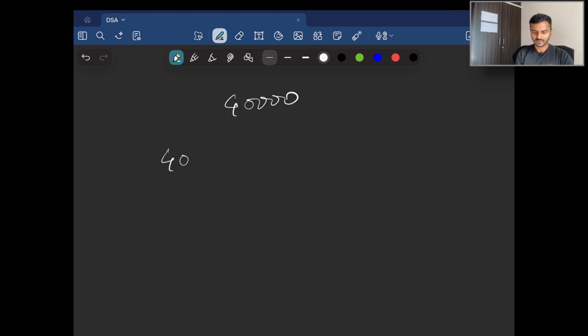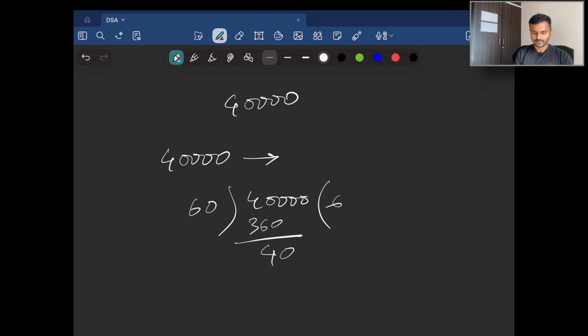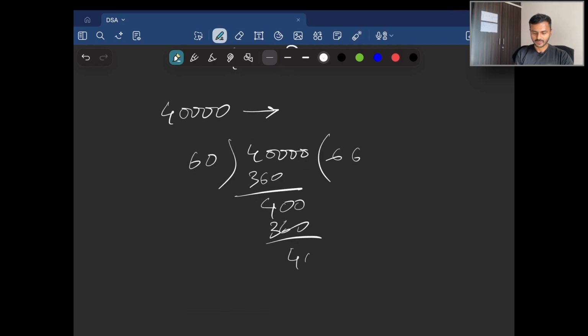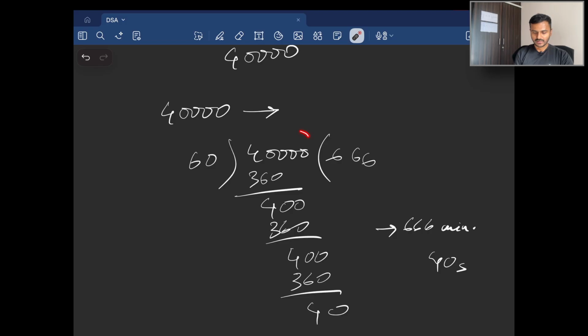Now, if we have 40,000 seconds, how many minutes is this equal to? For that, we can go for 40,000 divided by 60, right? So if we do that, we will get 60 into 6, which is 360, then 40, and then another 0. 60 into 6, again 360, then 40, another 0. 60 into 6, 360, and then we will have 40. So this is 666 minutes and 40 seconds, which means 40,000 seconds will be 666 minutes and 40 seconds.